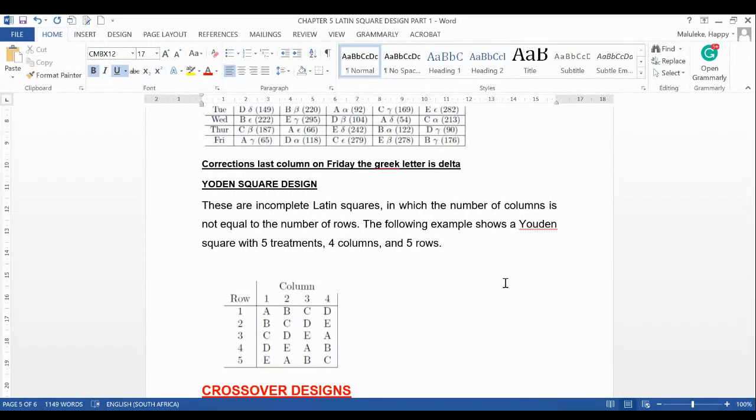Any question based on this Jordan square design? Based on Graeco Latin square design, I'm still going to ask you during the tutorials. Any question that you have now? Yes?